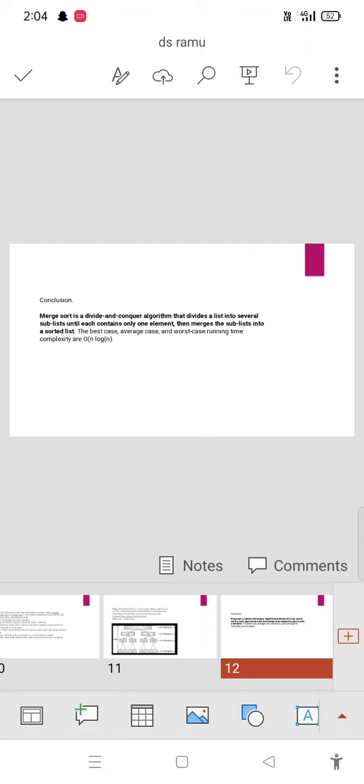Conclusion: merge sort is a divide and conquer algorithm that divides a list into several sublists until each contains only one element, and then merges the sublists into a sorted list. The best case, average case, and worst case running time complexity. Best case means the program will continue in the proper way, swapping correctly, like that. Worst case means we do not contain two elements, like that.